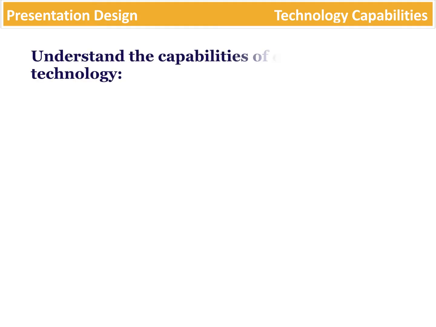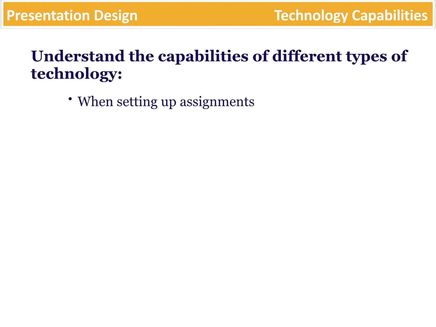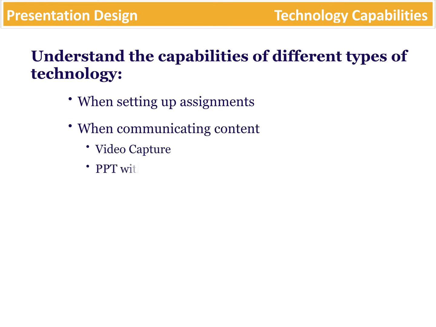The first thing you'll want to do is to understand the capabilities of the different types of technology. You want to consider that when you're setting up an assignment, a way that you want to communicate some content to your students. If you want to use video capture software or a PowerPoint presentation with voiceover, or another format with Keynote, or another program for the Mac side, and uploading videos to YouTube.